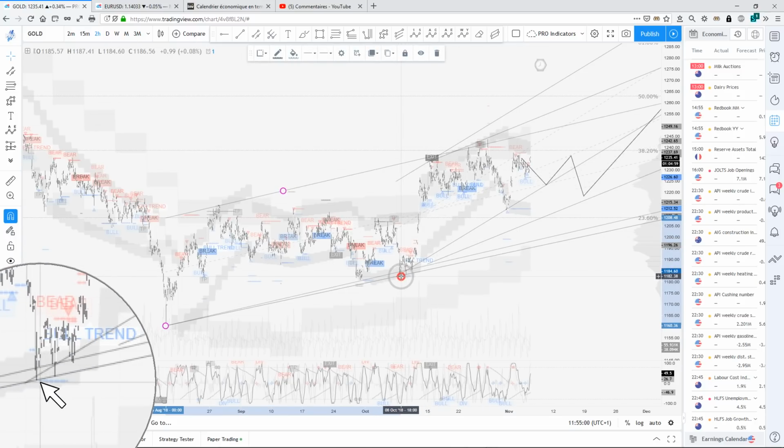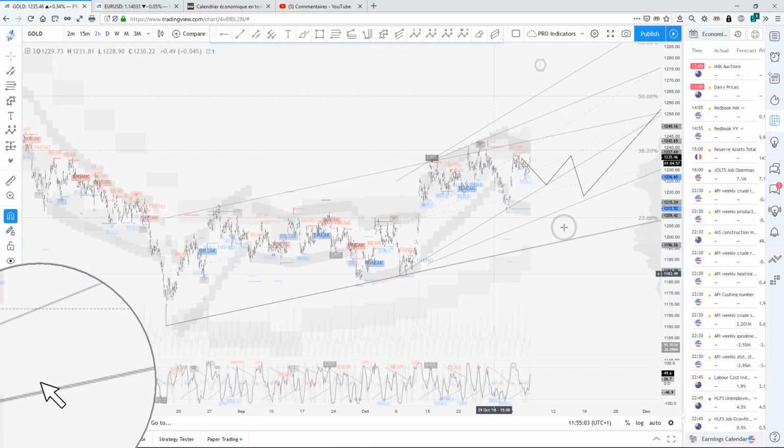Okay, so for example, here, this is where you go. All right. So don't worry if you don't have the indicator.